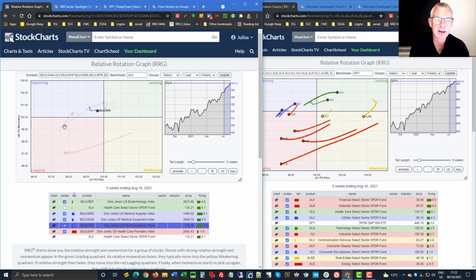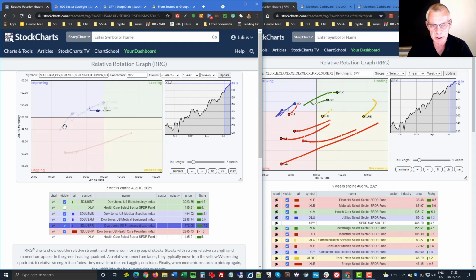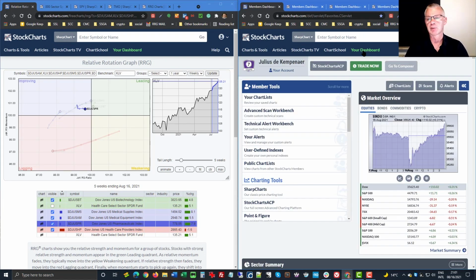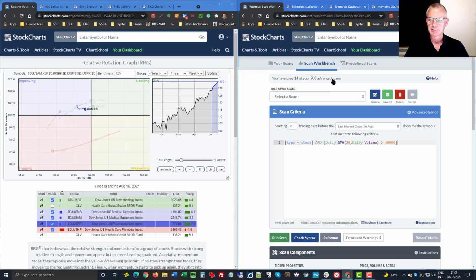So now I have identified my groups. Now I've already written an article about medical equipment not too long ago. So what I want to do now is dive into pharmaceuticals. In order to get to the individual members, to the stocks that make up that pharmaceuticals group, I need to go to the scan engine, to the scan functionality. And if I create a new scan, then it opens up like this.